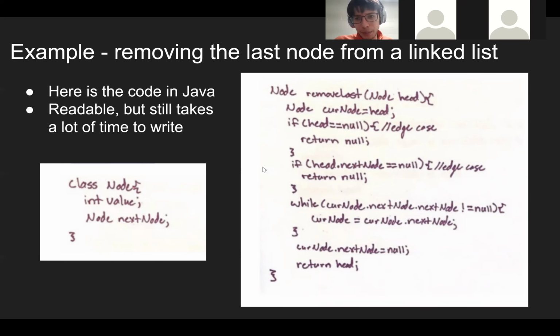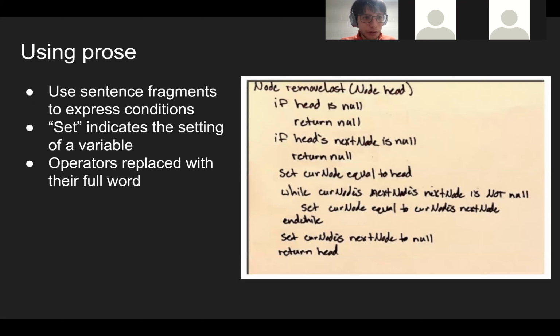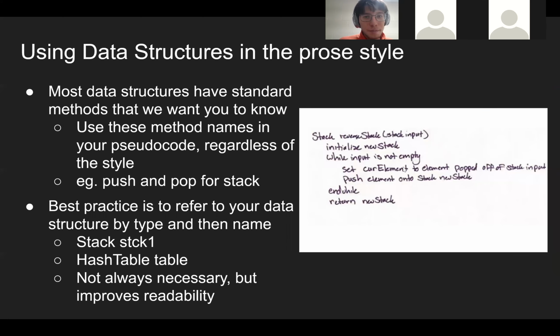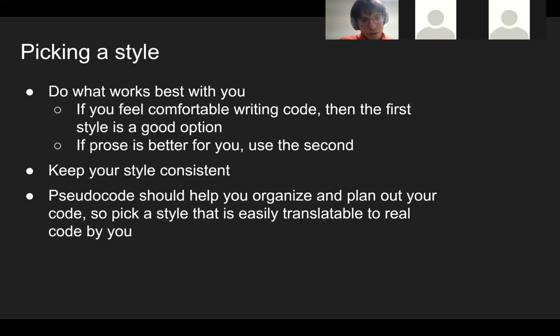And this is just another example. It follows the same pattern as before, but otherwise it's the same. And you can use prose, so you can say set current node equal to head rather than current node equals head. That's okay too. And same thing for algorithms and data structures, all the same. And like I said, just be consistent.